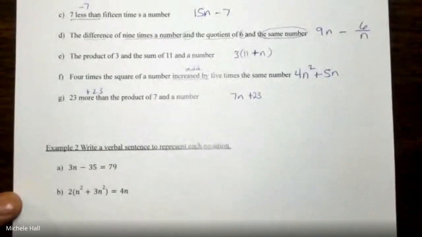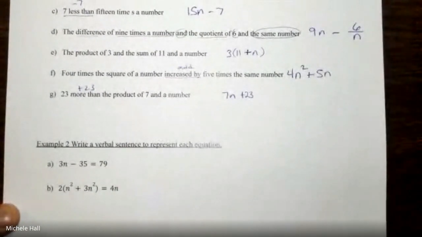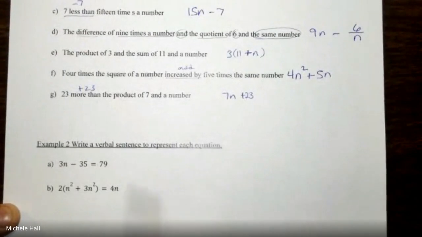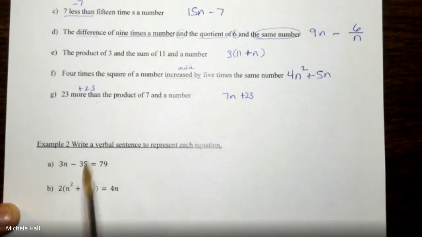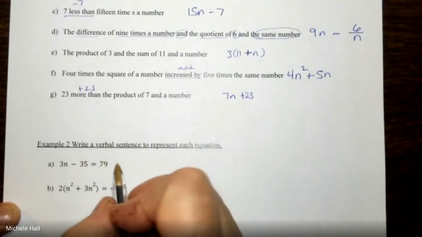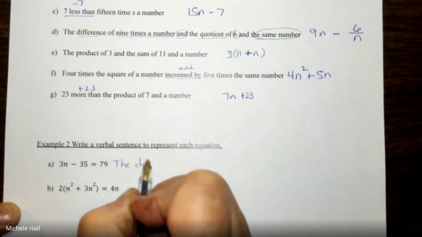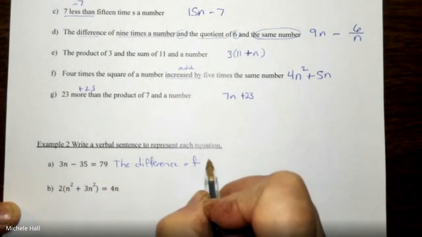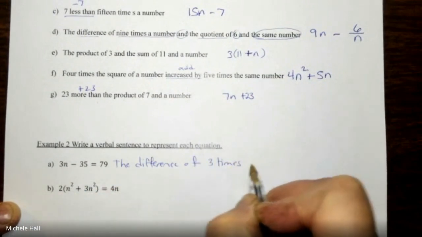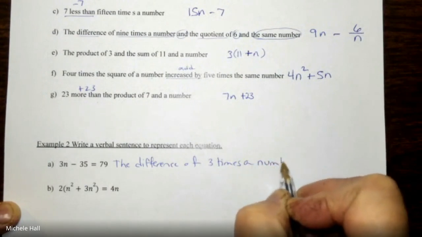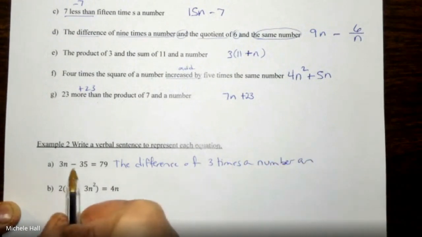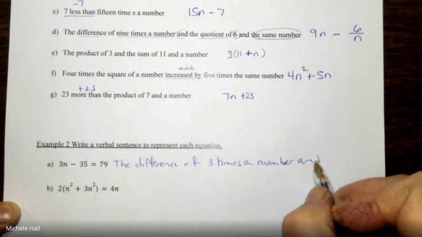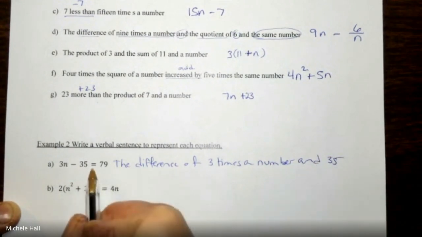Example 2. Now you're going to go in the opposite direction and write a verbal sentence to represent each equation. These can be different. Not everybody's going to say exactly the same words. But here I would say the difference of 3 times a number and 35 equals 79.